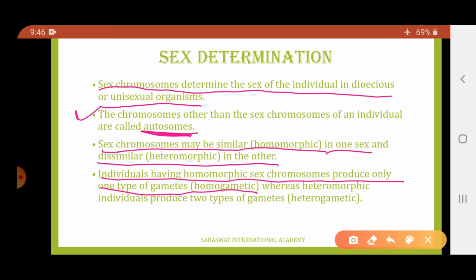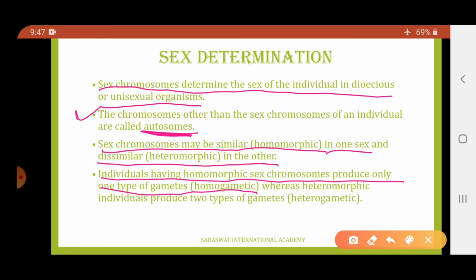So, students, here the female is homomorphic. Why? Because both the sex chromosomes are similar, and in males one sex chromosome is the X chromosome and the other is Y. So, what are they considered as? They are considered as heteromorphic.